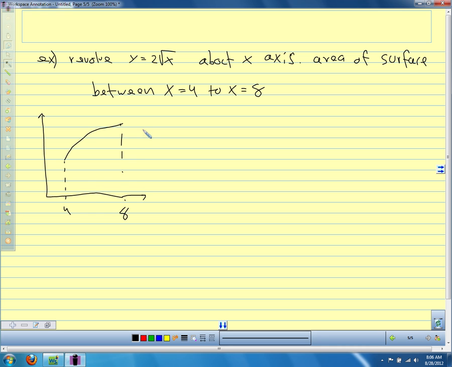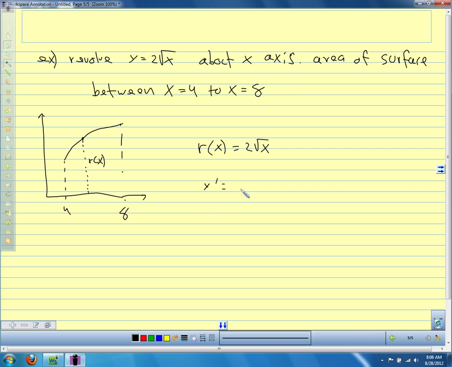So r, for this particular point, is going to be r of x. What's our radius of revolution here? How are we going to write our radius of revolution as a function of x? R is just our function. The distance from the axis to the function is just y. R of x is 2 square root x. So what we're going to do is revolve this around the x-axis. So we need y prime.